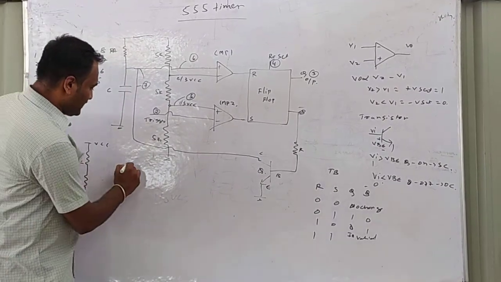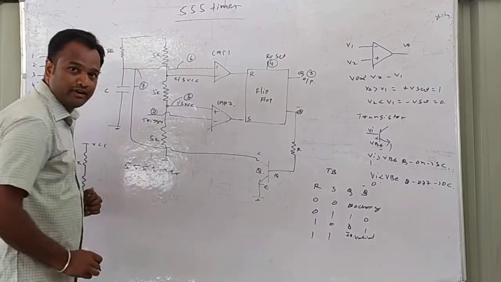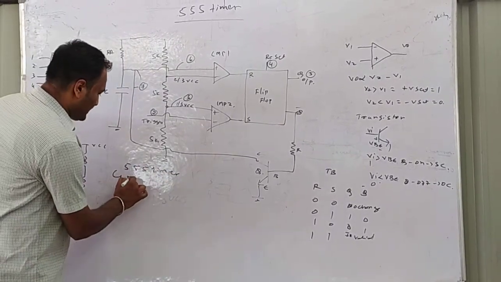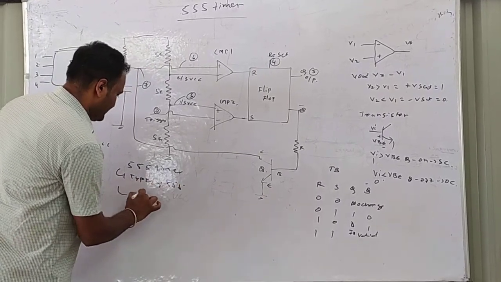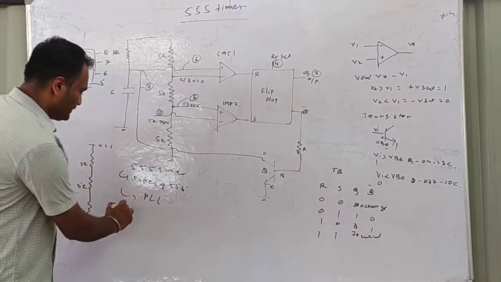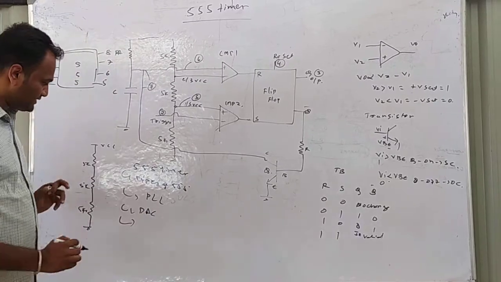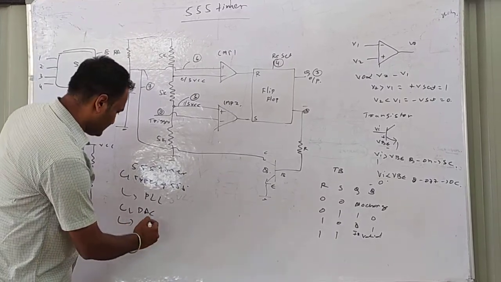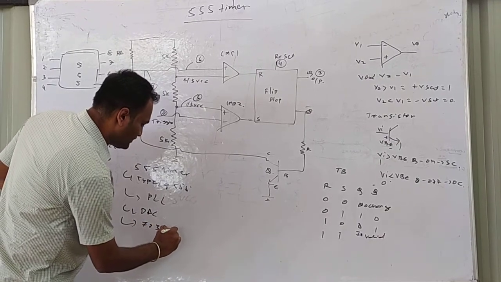So the first topic is the 555 timer. We want to study the 555 timer, then types of 555 timer. Then PLL, that is phase locked loop. Then we will discuss DAC, and finally we will discuss the 723 regulator. It's a voltage regulator.